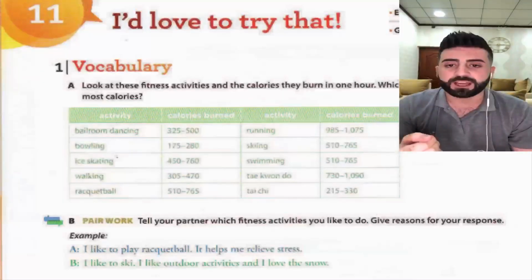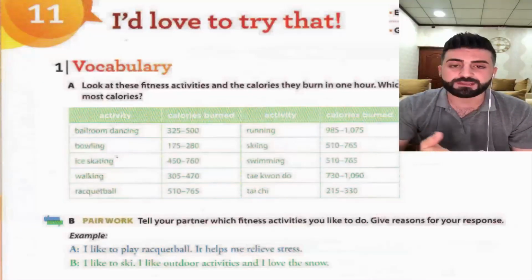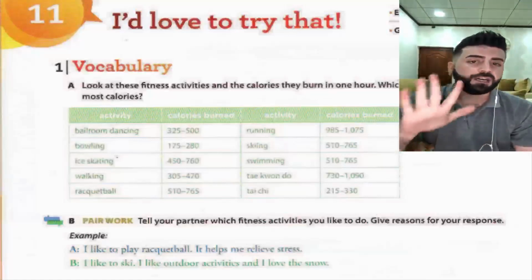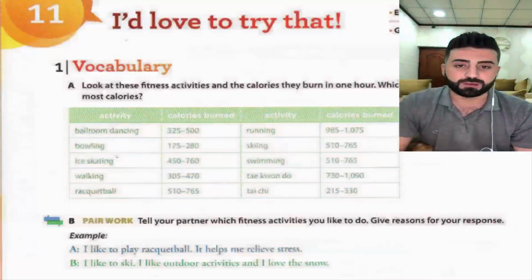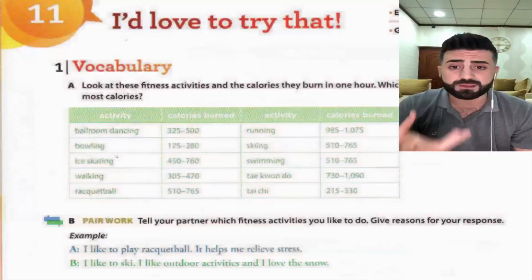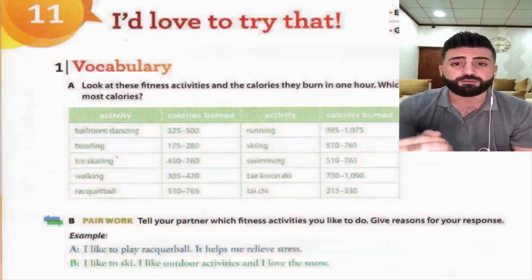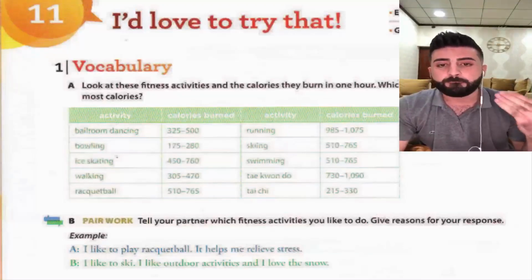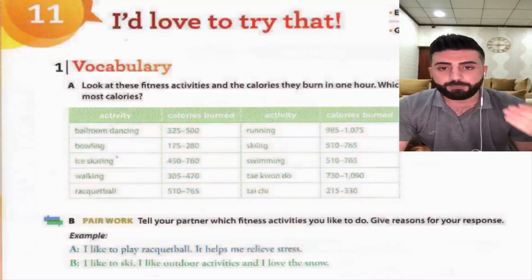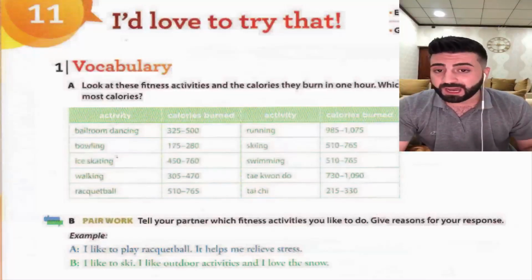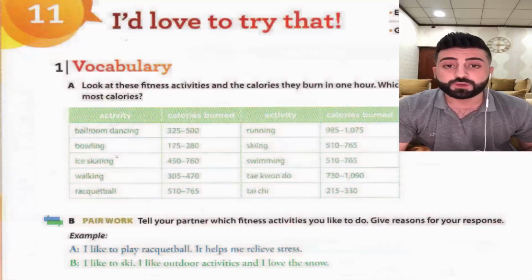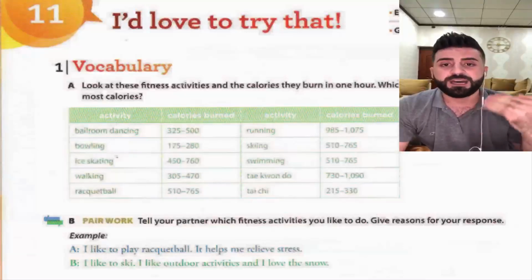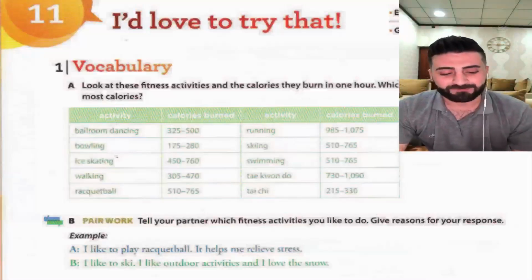325, 300, 25 will be pronounced as 325 to 500, okay? I know the lesson is easy for most of you, but for some others, it's not easy because they have problems with numbers. They don't know how to say numbers in English. All right, so ballroom dancing burns 325 to 500, okay? All right.